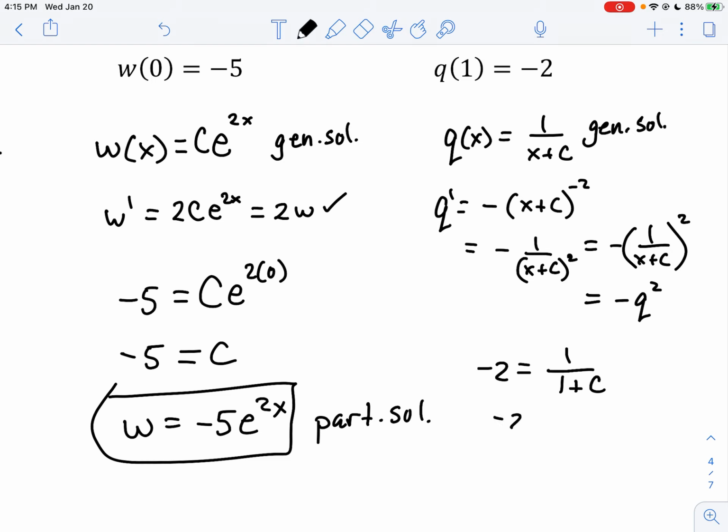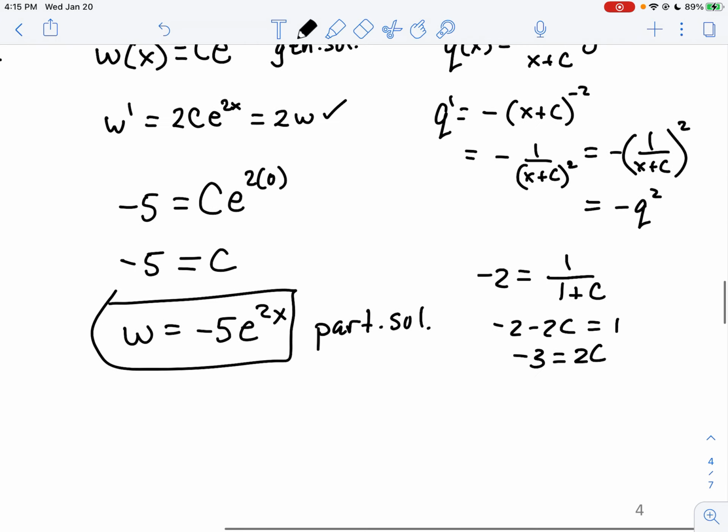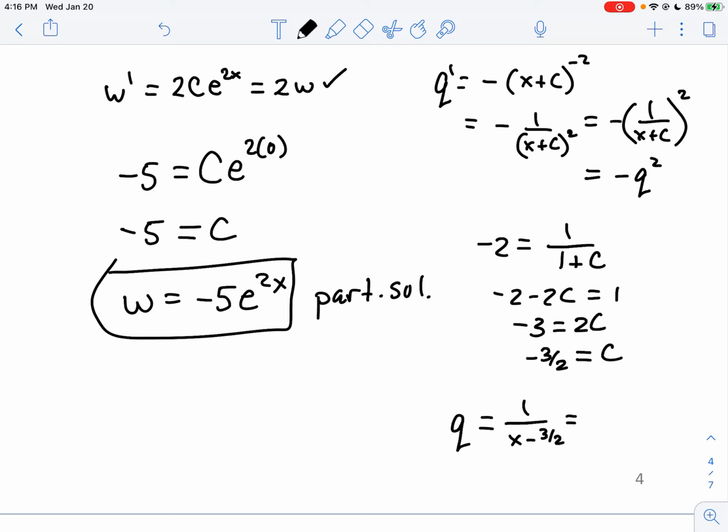So I'm going to multiply by 1 plus c, so we get negative 2 minus 2c is equal to 1. I'm going to add the 2c, subtract the 1, so minus 3 is equal to 2c, and then divide by 2, so negative 3 halves is equal to c. So our particular solution is going to be q is equal to 1 over x plus c, which you could write as, if you want to double top and bottom, if you don't want that fraction in there. Either of these will be fine for your particular solution.